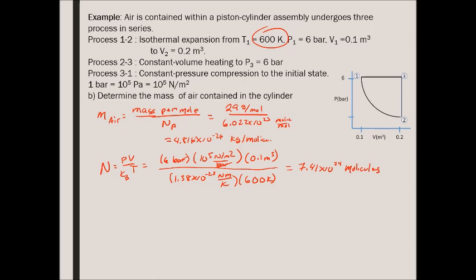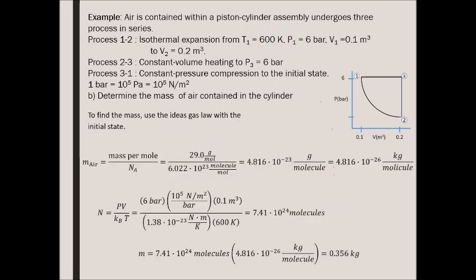And then we put that in terms of our total mass: 7.41 times 10 to the 24th molecules times the weight of each molecule. That's the number we got before, 4.816 times 10 to the negative 26 kilograms per molecule. That gives us a total mass of just 0.356 kilograms. Here's all that nicely written out in case you didn't catch it on the last part.